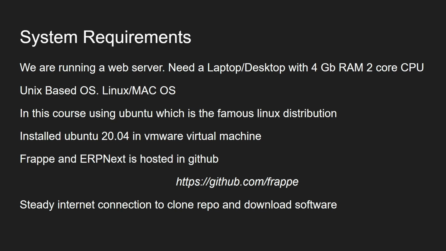Frappe can only be installed in a Unix based operating system. So we can choose either Linux or macOS for installation. In this course, I am using Ubuntu OS, which is a famous Linux distribution. I have already installed Ubuntu 20.04 in my VMware virtual machine. You can either choose a virtual machine to install Ubuntu, or you can directly install it on a laptop or desktop.